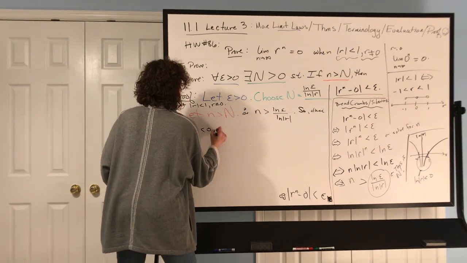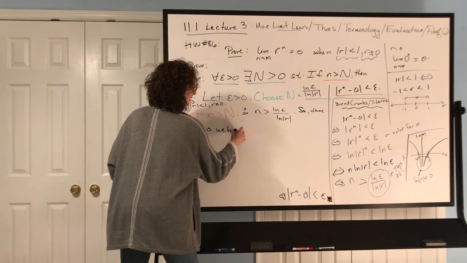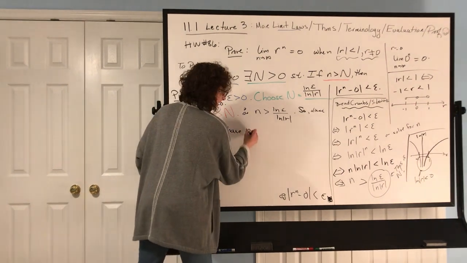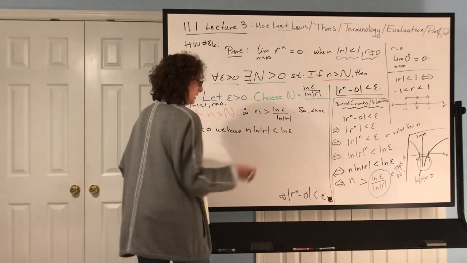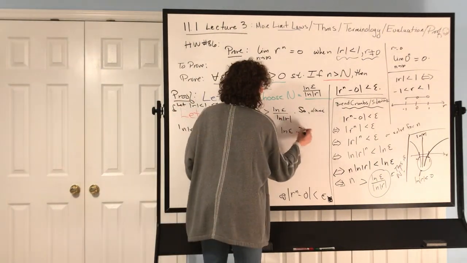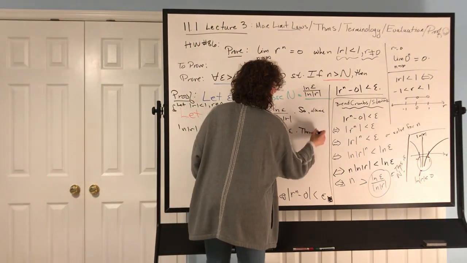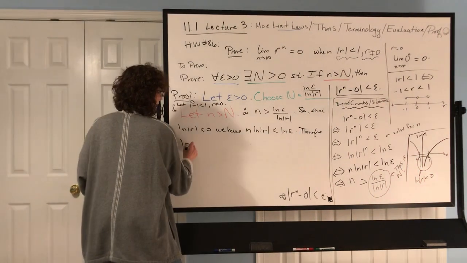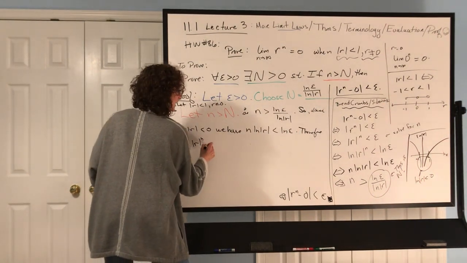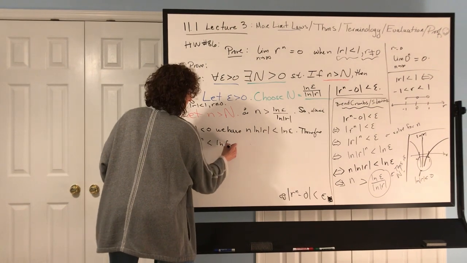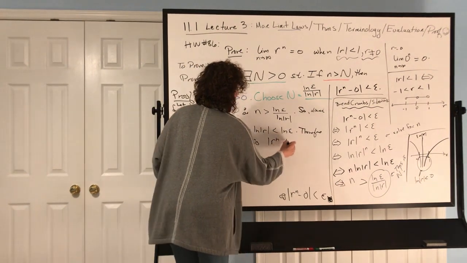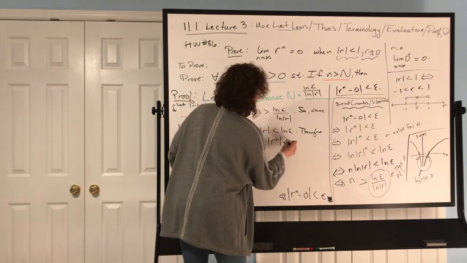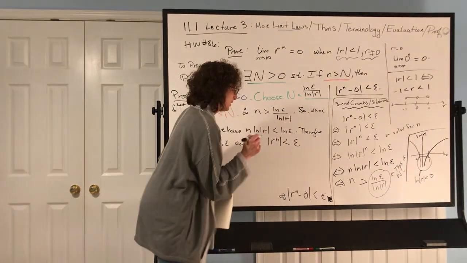And so we have, do I have to think? No, I just write that. The natural log of the absolute value of r is less than the natural log of epsilon, then I just keep picking up my breadcrumbs. Therefore, the natural log of the absolute value of r to the n is less than the natural log of epsilon. And so, the absolute value of r to the n is less than epsilon.